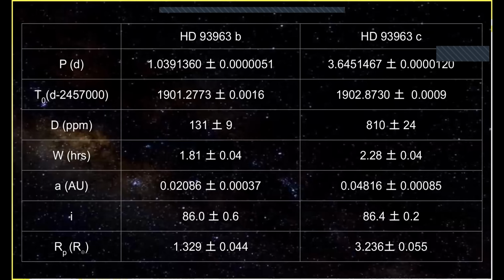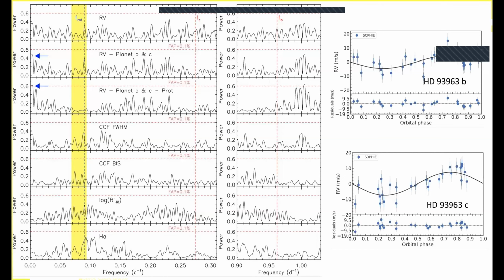In addition, I can say that one planet, the smallest, is extremely similar to our Earth in terms of size, 1.3 Earth radii. The other one is 3.2 Earth radii, so it is a Neptune-like planet. The smallest planet is likely to be a USP. The other one has a period of 3.64 days. These details are important because if we want to explore, also for future interest, the architecture of the system, we have to take this into consideration.